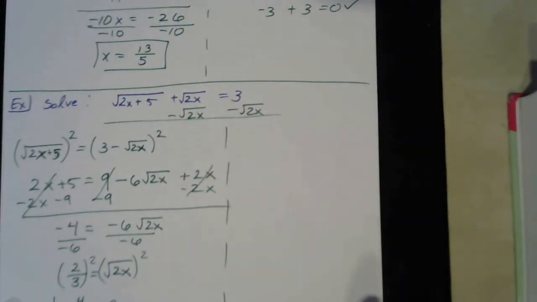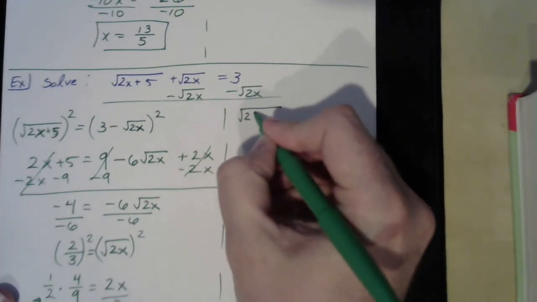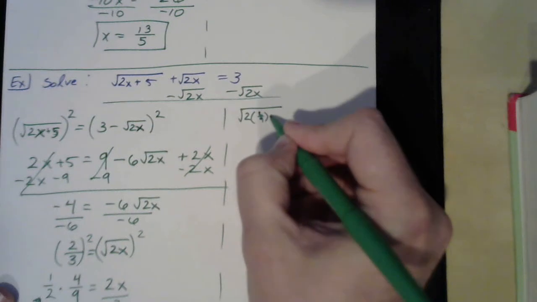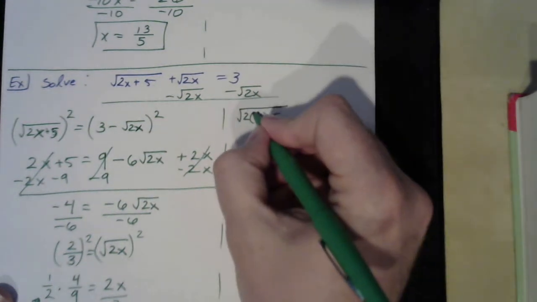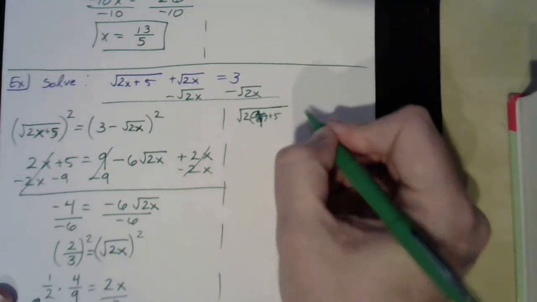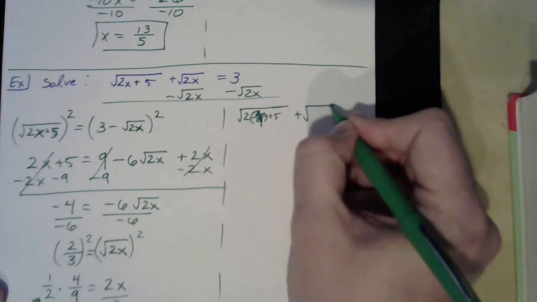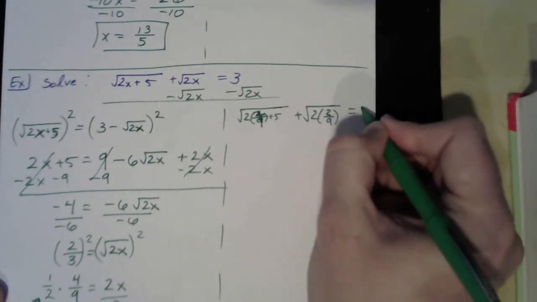So again, I'm just going to do this over here on the right. So the square root of 2 times 2/9 plus 5. I realize that is very small. 2/9 is what I'm plugging in there. Plus 5 plus the square root of 2 times 2/9. This should equal 3.